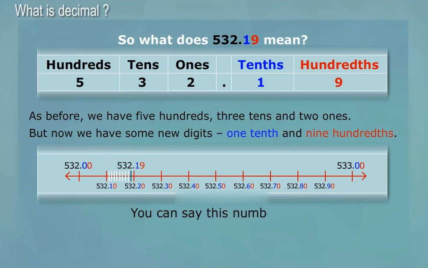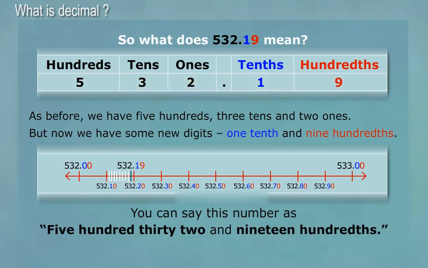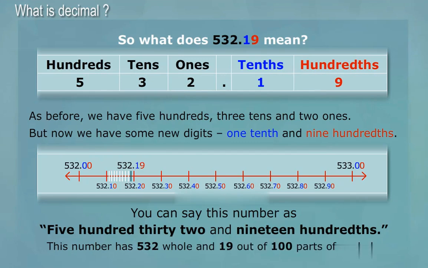You can say this number as 532 and 19 hundredths, which means that the number has 532 whole and 19 out of 100 parts of a whole.